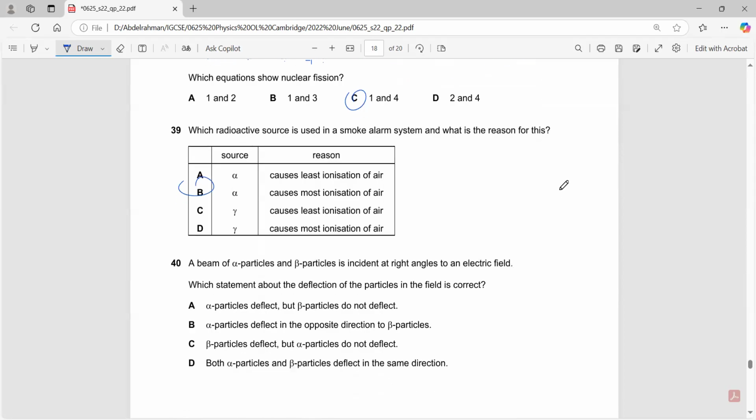A beam of alpha particles and beta particles is incident at right angles to an electric field. Which statement about the deflection is correct? Alpha particles deflect and beta do not. No. Deflect in the opposite direction to beta. Yes. Beta deflect, alpha do not deflect. Wrong. Both deflect in the same direction. No. So it is B. Okay.